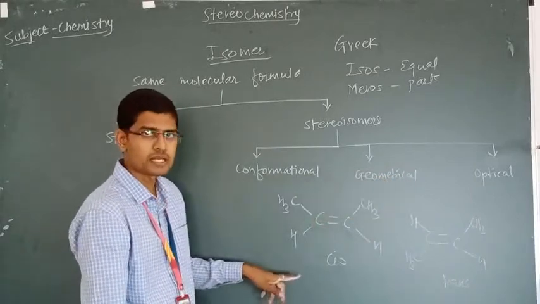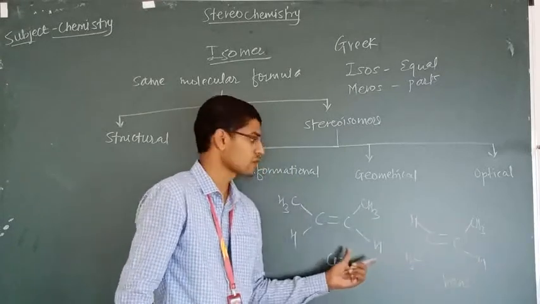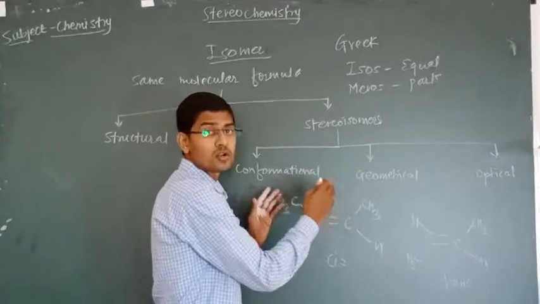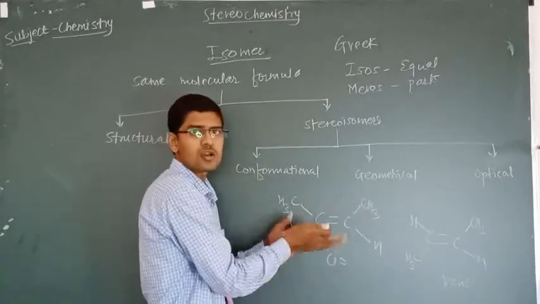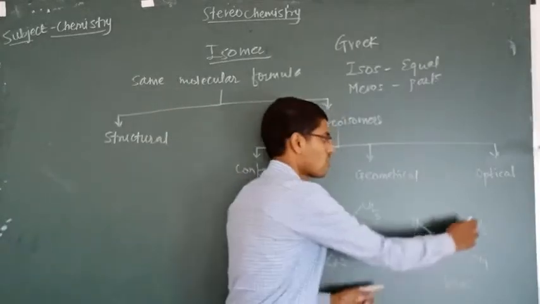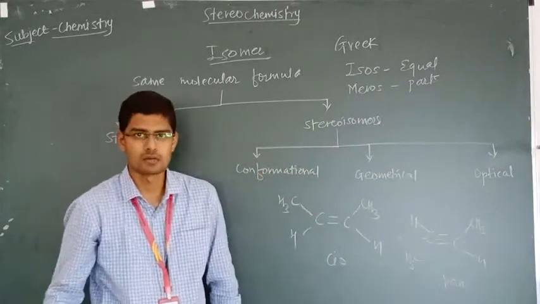A well-known example of geometrical isomers is cis-trans isomerism. Due to restricted rotation, the groups are oriented in space, they are locked in space. In the cis isomer, the two CH3 groups are locked on the same side of the carbon-carbon double bond. In the trans isomer, they are locked on the opposite side of the carbon-carbon double bond.